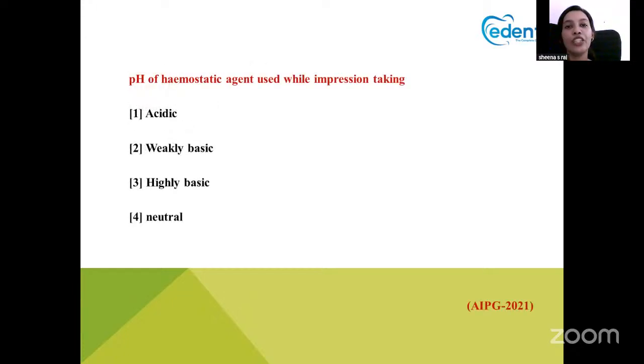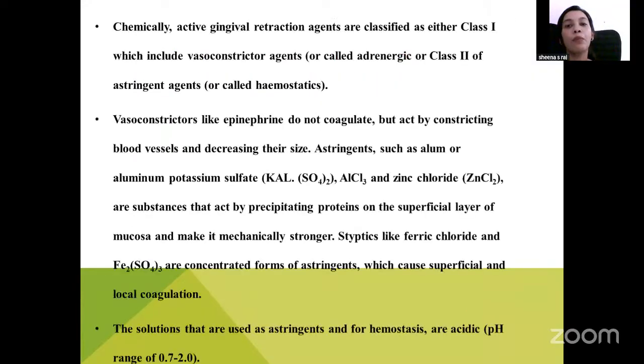Next question, pH of hemostatic agent used while impression taking. So we know that we take impressions, and hemostatic agents are used so that all the finish lines, etc., are captured in that impression, right? So we use various hemostatic agents. Before going into this question, you need to know something about the hemostatic agent.